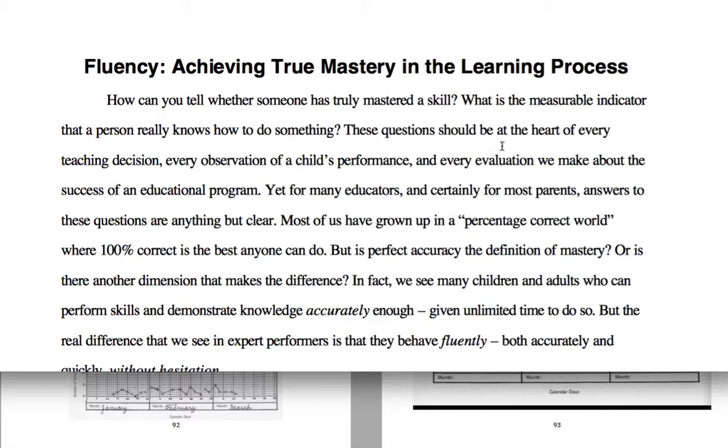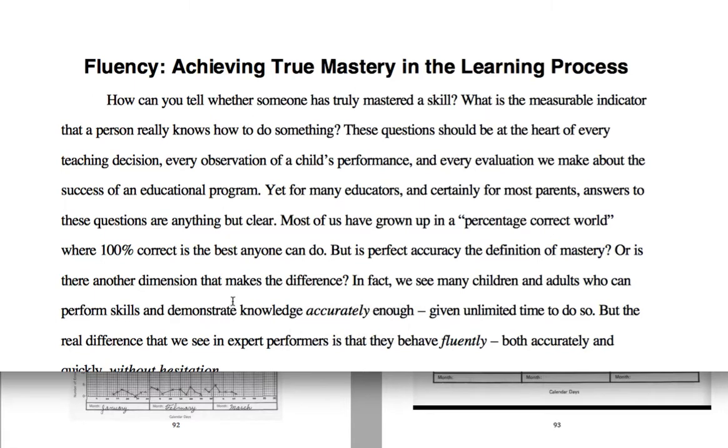These questions should be at the heart of every teaching decision, every observation of a child's performance, and every evaluation we make about the success of an educational program. Yet for many educators, and certainly for most parents, answers to these questions are anything but clear. Most of us have grown up in a percentage-correct world where 100% correct is the best anyone can do. But is perfect accuracy the definition of mastery? Or is there another dimension that makes the difference?